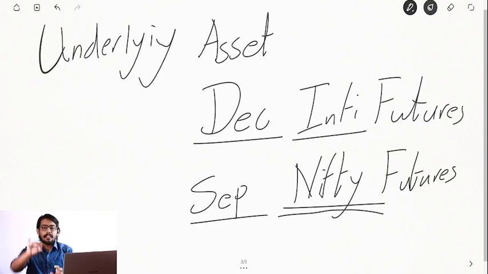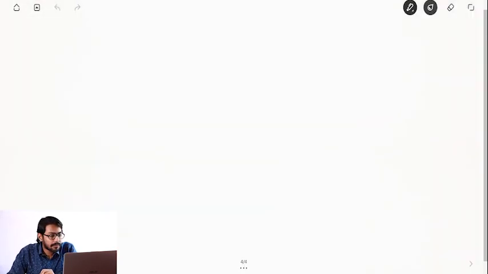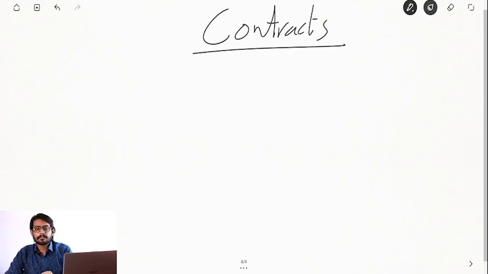Okay, so understand, futures is an asset. What is the nature of the asset? It's a contract to buy another asset. Now we are discussing what is a contract. There are two types of contracts to buy assets.